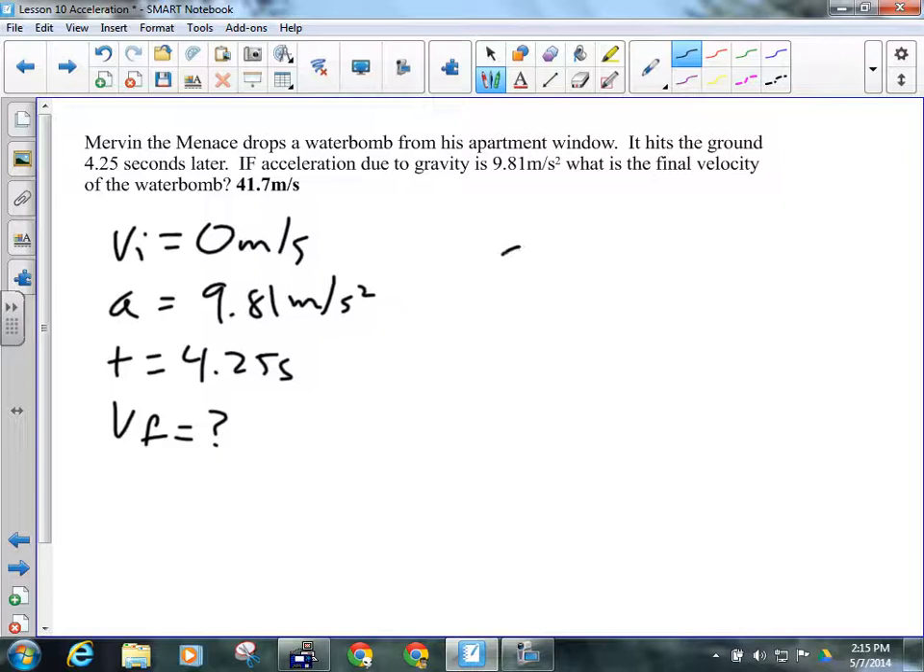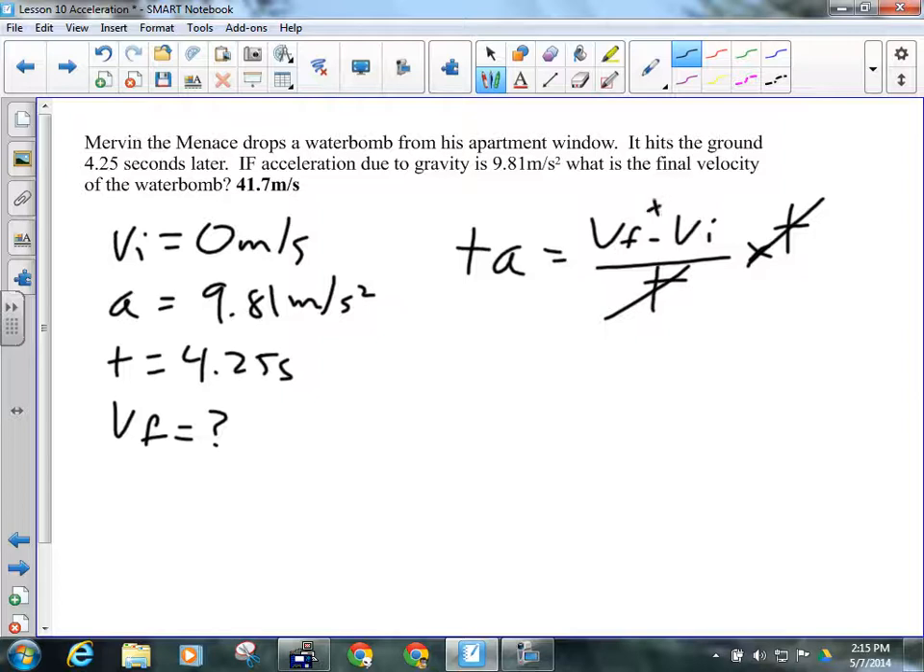So our formula, A equals VF minus VI over T. What's the first thing I move? T. Right, so I multiply both sides by T. T cancels on this side, T comes over here. Now what do I move? VI, by adding it to both sides. So if I go plus VI, my VI cancels here, I add VI to this side.